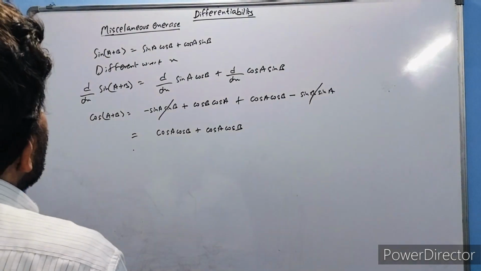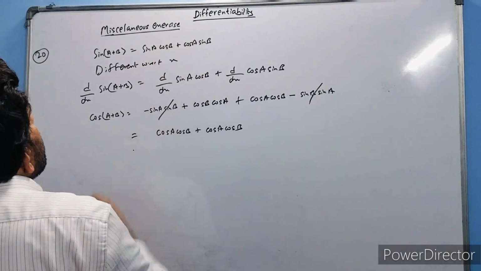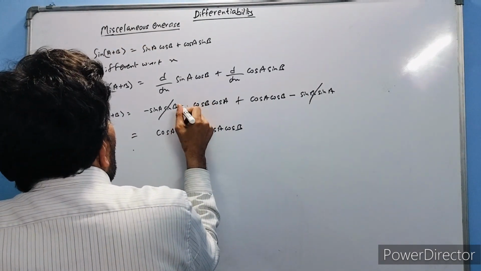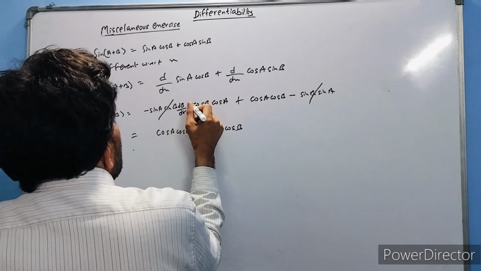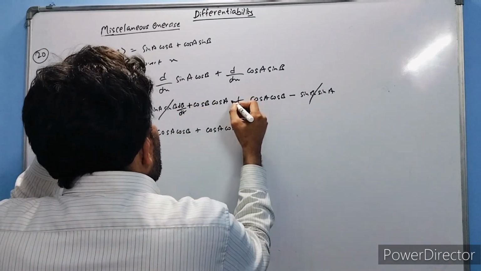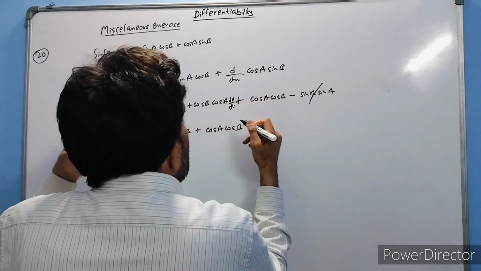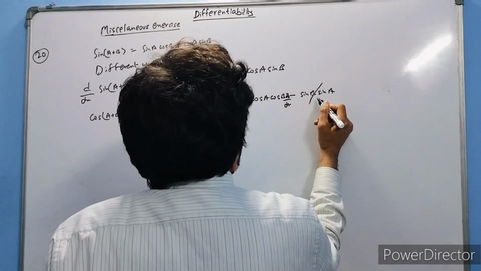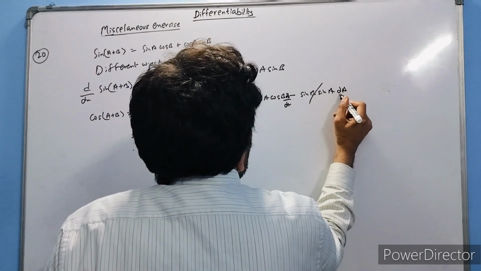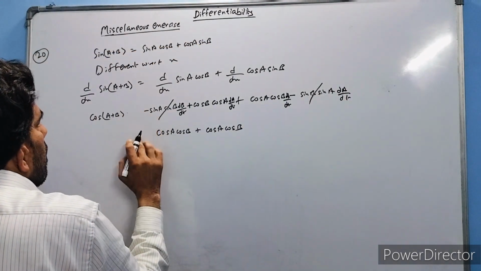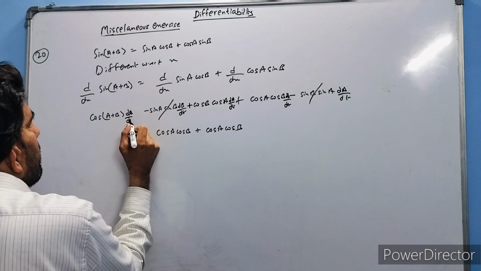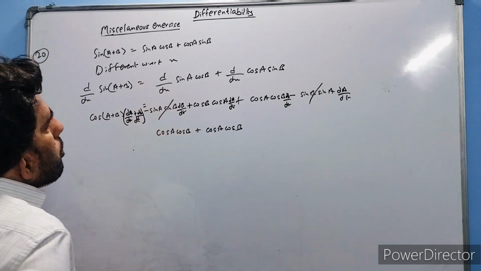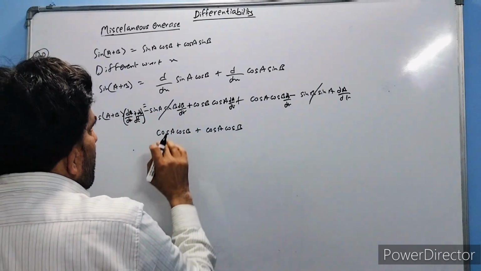We can also differentiate it by taking A and B as functions of t. So if I differentiate with respect to t, I will apply dB upon dt, plus cos B cos A dA upon dt, plus cos A cos B dB upon dt, and minus sin B sin A dA upon dt, and here also we put dA upon dt plus dB upon dt. So now I am differentiating this function with respect to t.